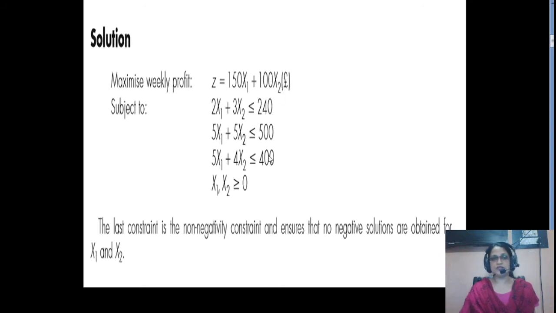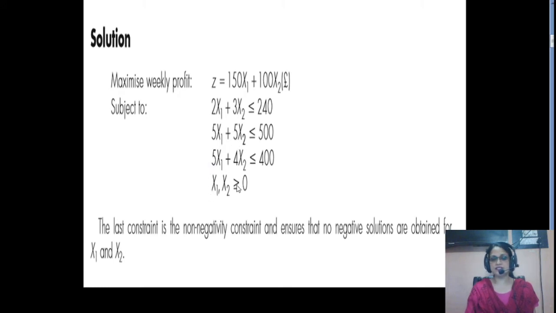So as you can see, 150 pound is the contribution given by product C1 and 100 pound is the contribution given by product C2. So we have the objective function as 150x1 plus 100x2. So what is our objective? We have to maximize this weekly profit. Now comes the condition. We have to achieve this objective under the given conditions. So these are the various constraints.